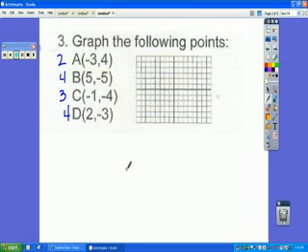So first of all, we have A, which is negative 3, 4. Our origin, which is 0, 0. Negative 3, 1, 2, 3. Positive 4, 1, 2, 3, 4. A. B, positive 5, 1, 2, 3, 4, 5. Negative 5, 1, 2, 3, 4, 5.